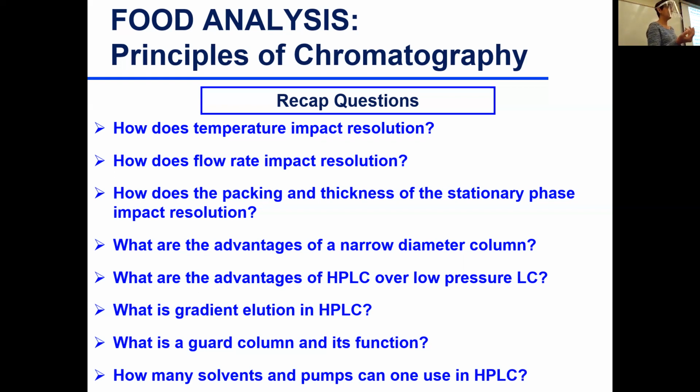Or you can have a system that has two pumps. Each solvent gets pumped under pressure, and then the mixing comes after being pumped under pressure. You can have systems with four individual pumps, four different solvents. But we don't usually see an HPLC run with more than four different solvents. It gets really complicated. So you can have one solvent, two solvents, three solvents, up to four solvents.